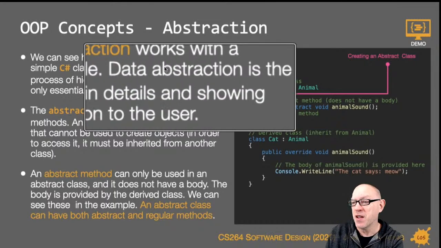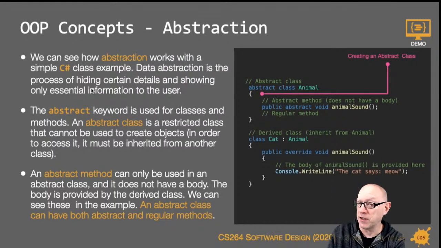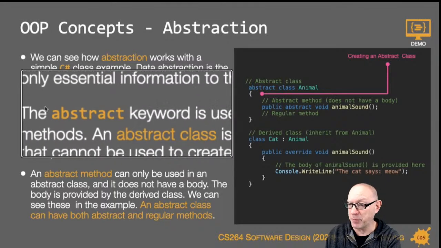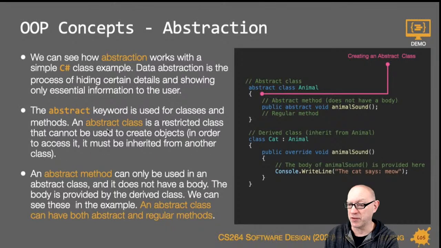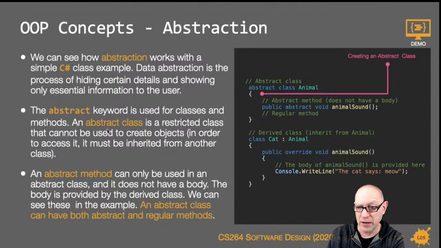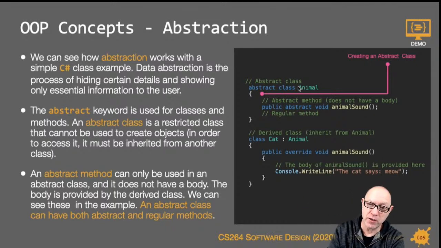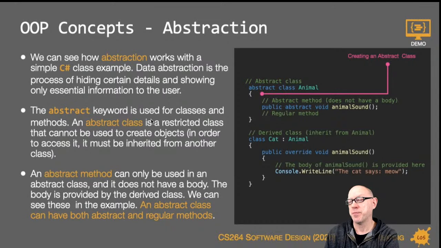Okay. So data abstraction is the process of hiding certain details and showing only essential information to the user. We saw that before, and it's really important. We use the abstract keyword for classes and methods. An abstract class is a restricted class that can't be used to create objects. In other words, if we had an abstract class animal, we couldn't create animal objects, but we could extend that class and create a derived class called cat, and then we could instantiate cat objects. It fits better with our model of the programming world that we're using.